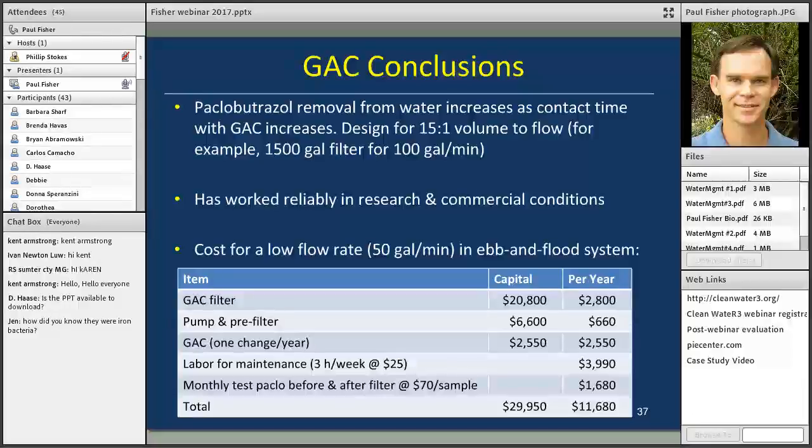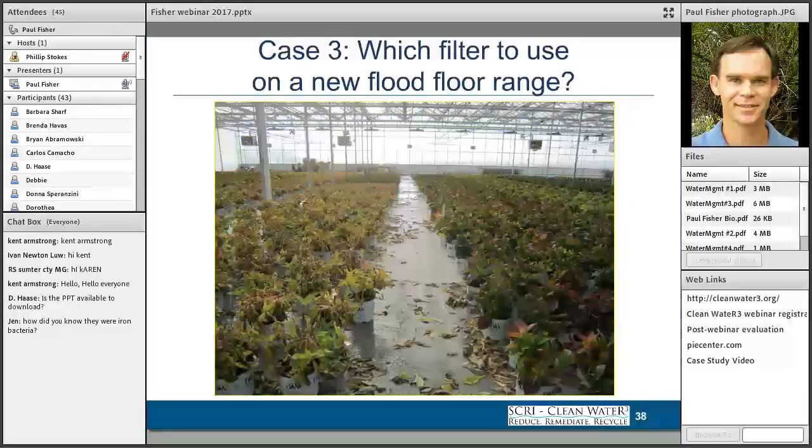What some growers are now doing is they're using combinations of technologies for chemical removal, such as having an ozone injection followed by the carbon filtration, so they can take out some of the chemical residues with the ozone and polish the water with the carbon filter.